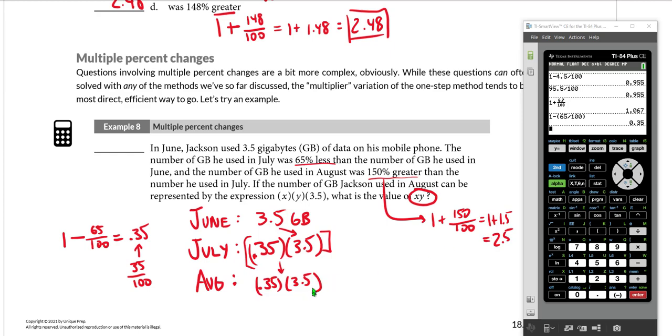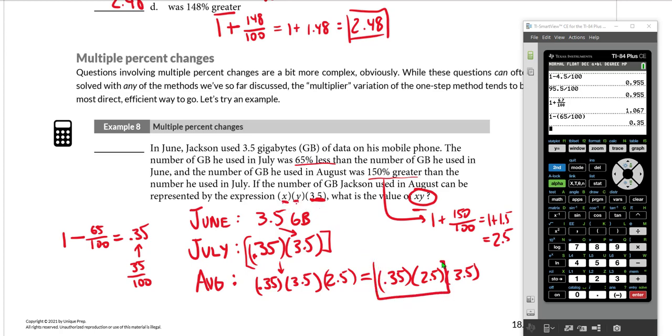So now I'm taking the July amount and I'm multiplying by my multiplier, 2.5. Now, in order to figure out what x times y, the product xy has to be, which is what they are asking, I'm just going to rearrange this. I'm going to do 0.35, 2.5, and then the 3.5. And why am I rearranging it like that? Because that's how the expression is rearranged in the question.